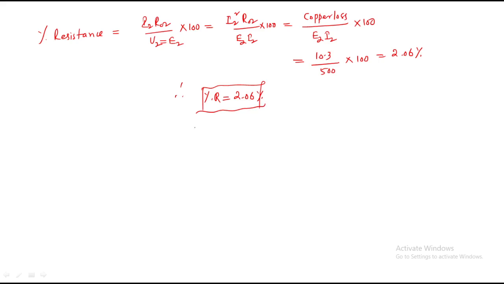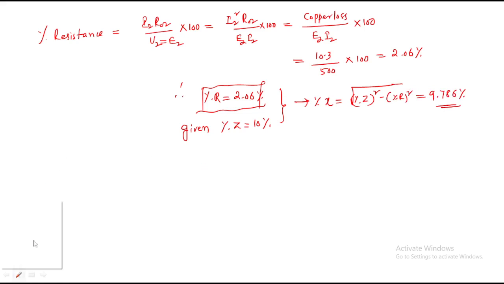Then given percentage impedance is what? 10%. Therefore, from these two, percentage reactance should be equal to the square root of percentage Z whole square minus percentage R whole square, which is equal to 9.786%, right?